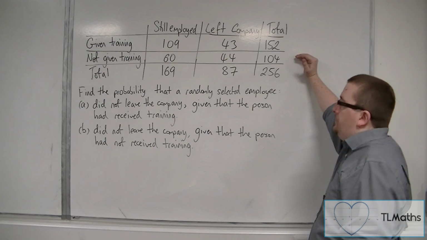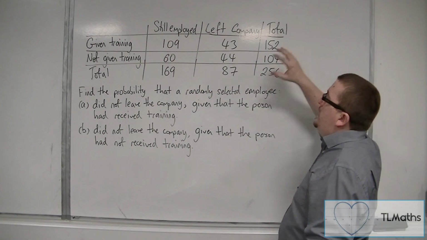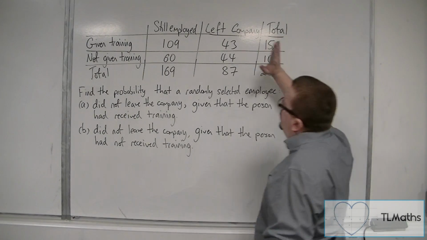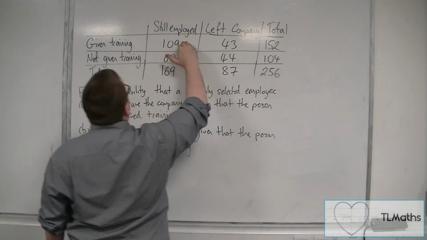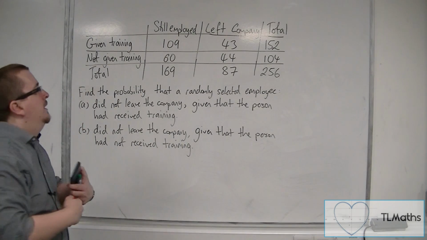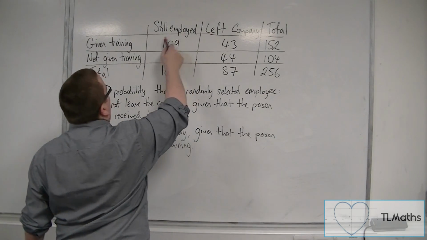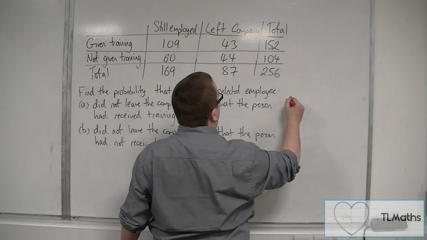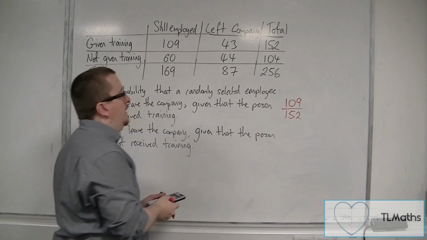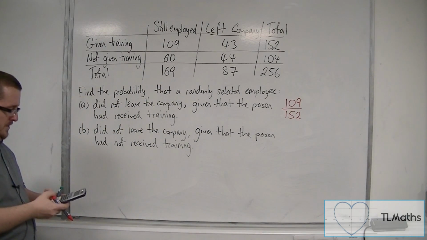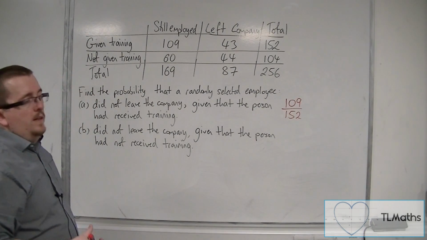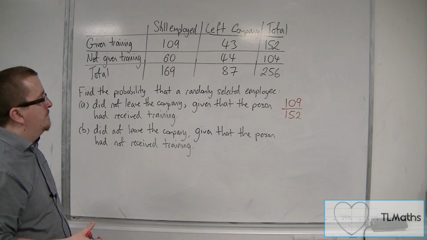That means that we now need to look at did not leave the company. So did not leave the company, and so they are still employed. So we've got to read this very carefully, otherwise they're going to catch us out. So it's 109 out of the 152. I don't think that simplifies off the top of my head. No, and it doesn't. Okay, so then that would be the probability that we need.